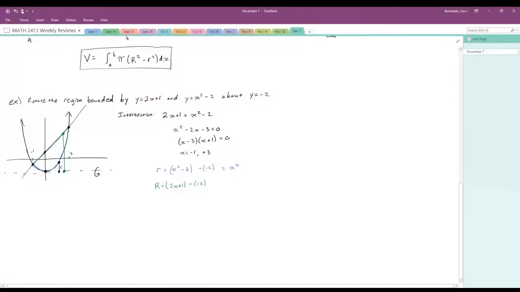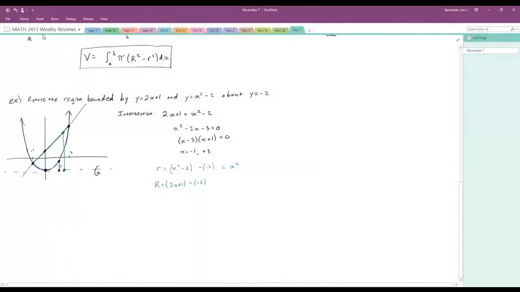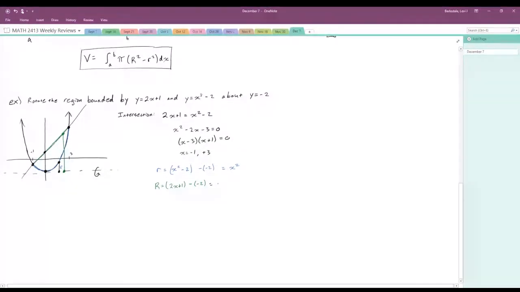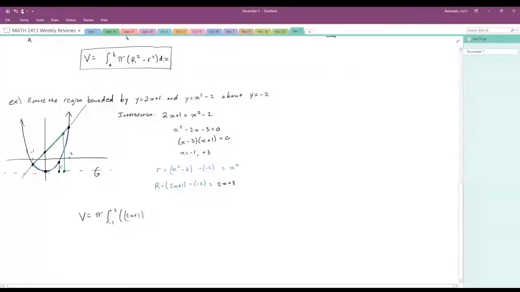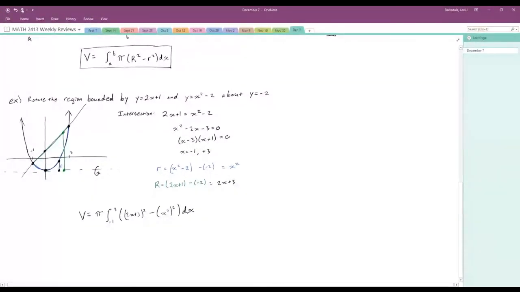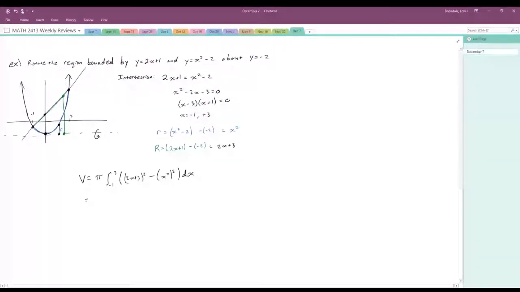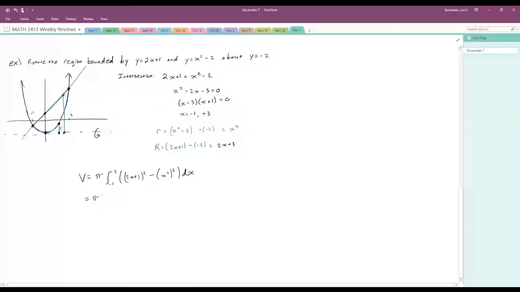So I'm ready to go ahead and integrate. Once I simplify this, this becomes 2x plus 3. Okay, so my volume, I know my starting point is going to be -1. My ending point is 3. My capital R is 2x plus 3. So I'm going to square that and subtract my lowercase r squared as well. And from here, it's just algebra and solving this integral. So I'll go ahead and work through that.